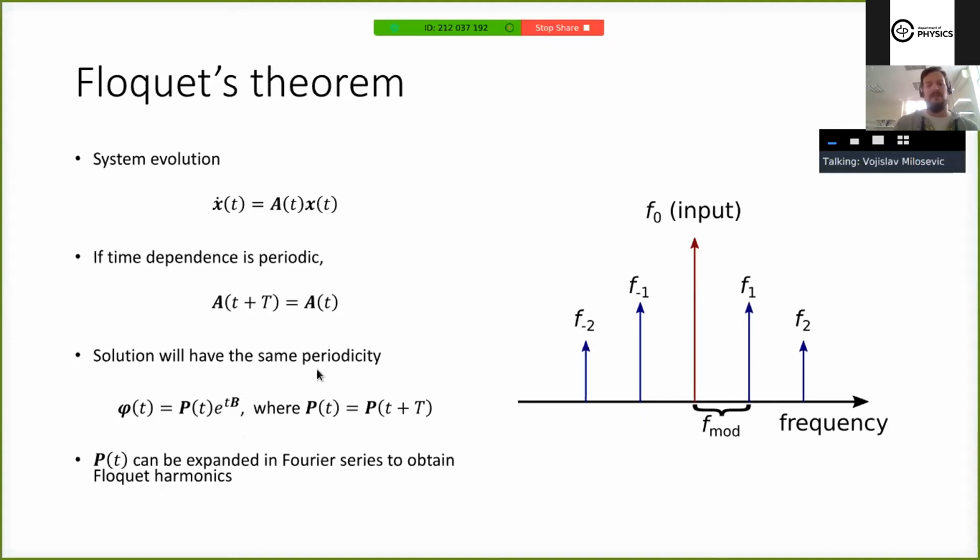And this function, which is here labeled as p of t, can be expanded in Fourier series to obtain these Floquet harmonics, which are depicted on the right. So the point is that if we excite the system with some input frequency f0, in a response spectrum we will obtain harmonics which are spaced evenly at a distance which is equal to the modulation frequency.